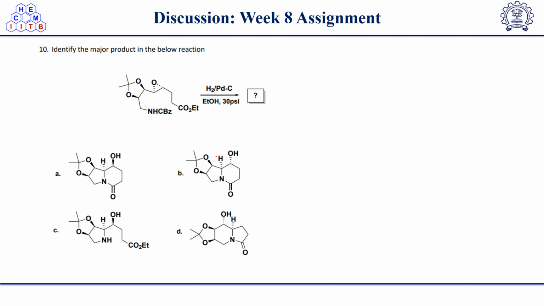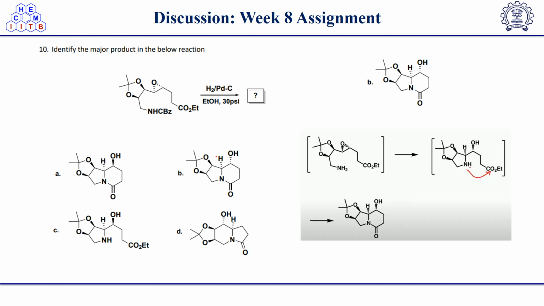So here the correct answer will be option B. What is happening is, under this hydrogenolysis condition, this Cbz group will get deprotected and this will become a free amino group, NH2. Then this nitrogen lone pair can attack this carbonyl carbon and eliminate that OEt group, and subsequently it can open this epoxide as well.